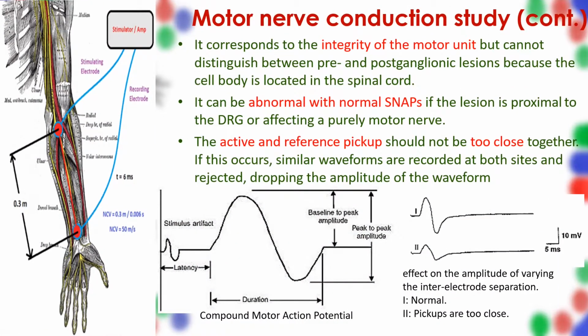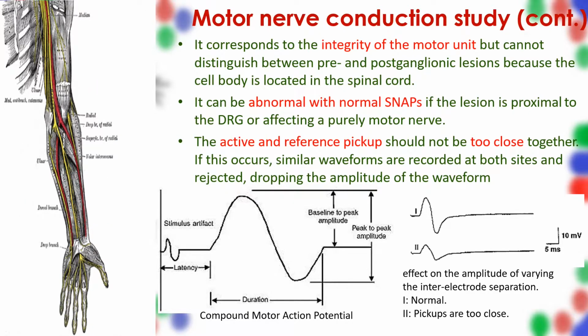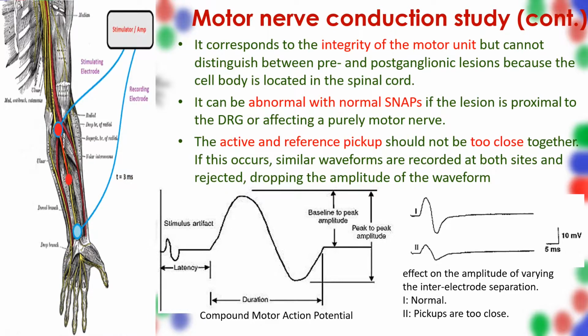So the motor nerve action potential that is recorded determines the integrity of the motor unit. Now this kind of graph is obtained. As you can see, this is a stimulus artifact. This kind of wave is formed when we apply the stimulus. Then this straight line is the latency or the latent period, and this waveform is obtained. This is the duration of the compound motor action potential, and then it again reaches the baseline. So this kind of graph is obtained in the compound motor action potential curve.